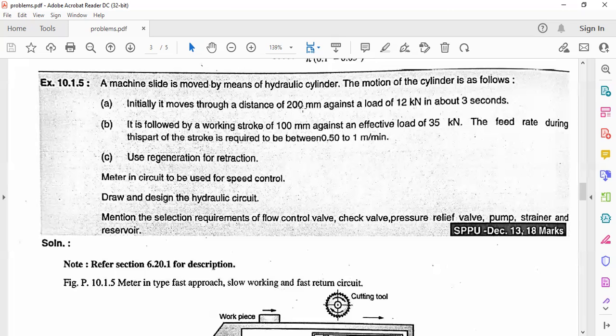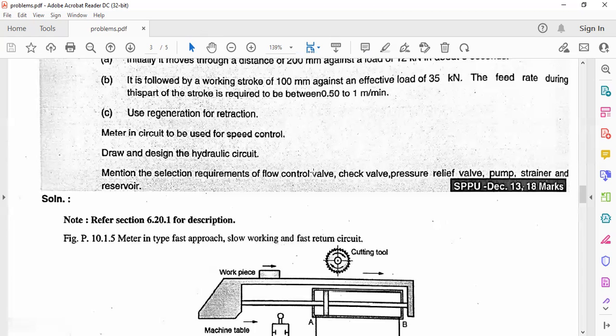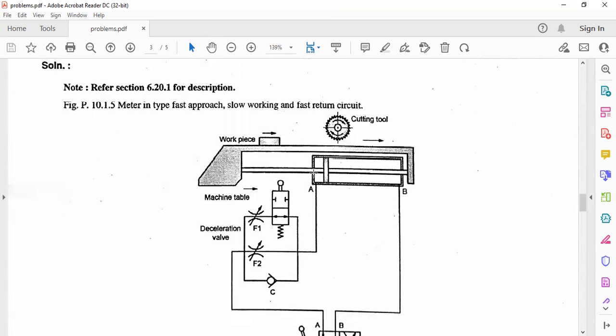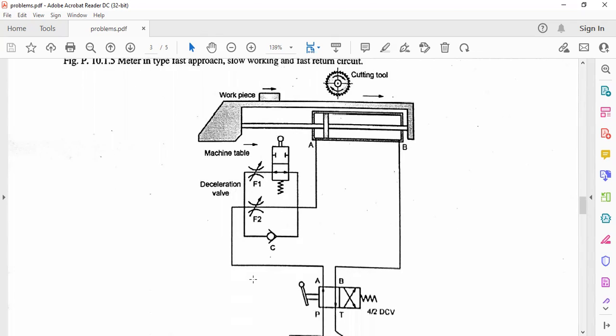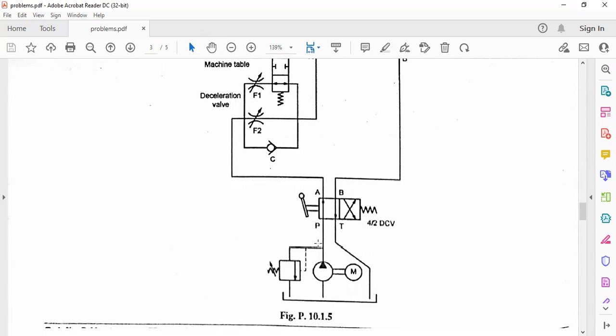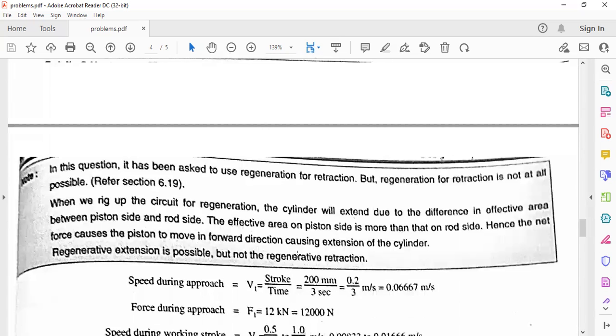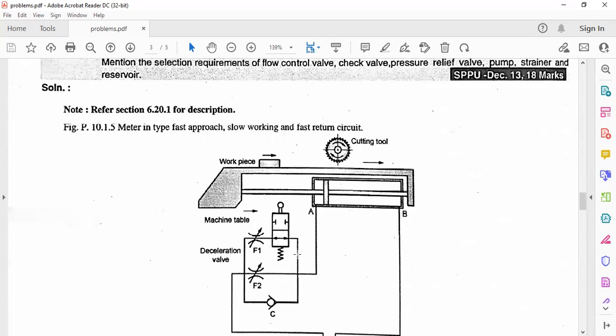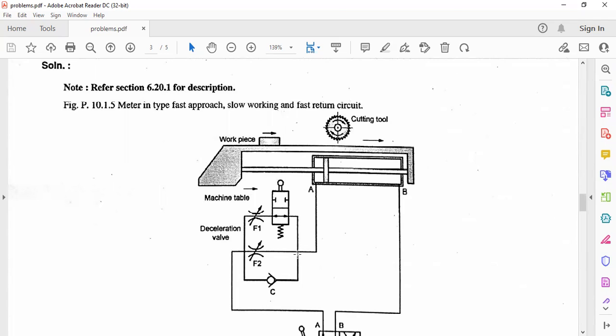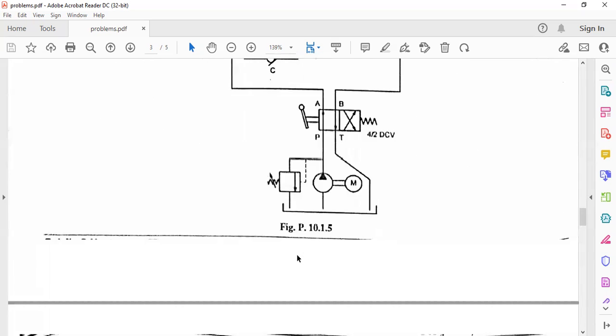So first draw the meter-in type, fast approach, slow working, and fast return circuit. See here: this is the workpiece, cutting tool, machine table, the cylinder, a 4x2 DCV, the motor, and pressure relief valve, PRV. So this is the metering circuit, of metering type, for fast approach, slow working, and fast return.